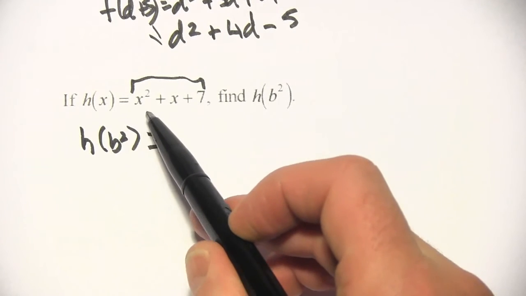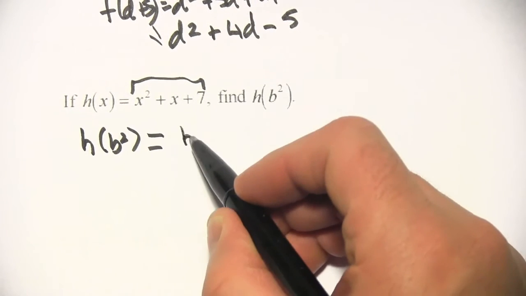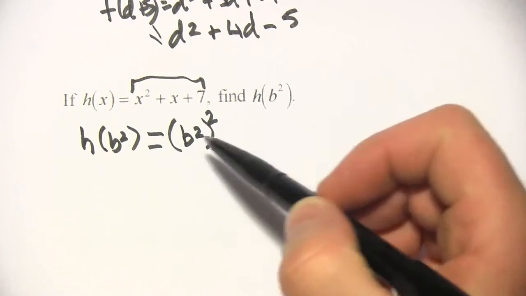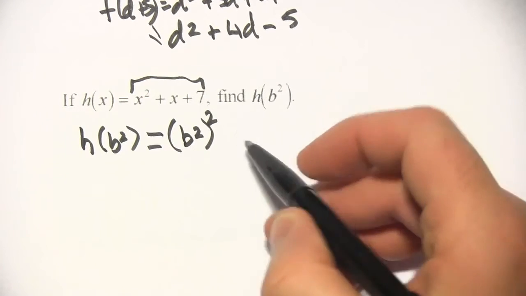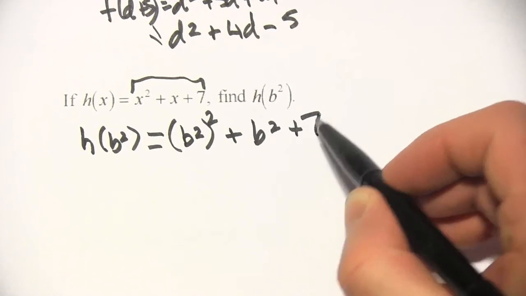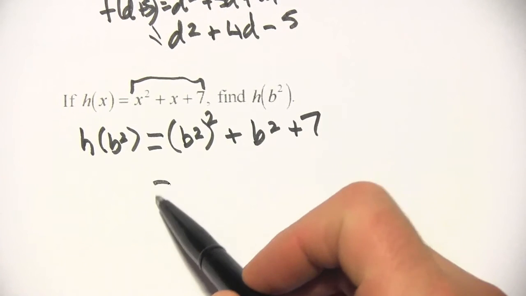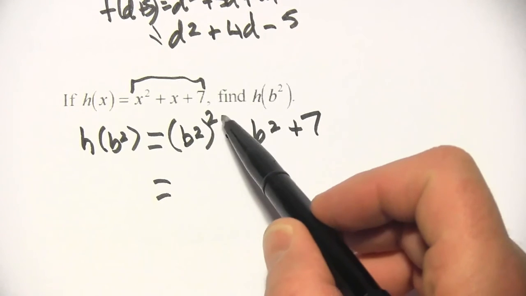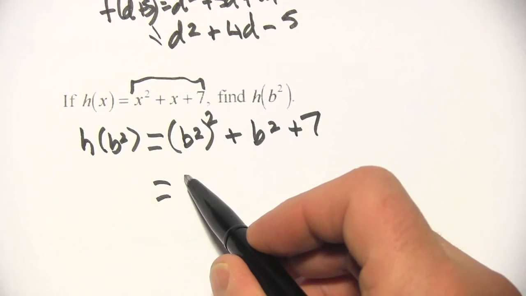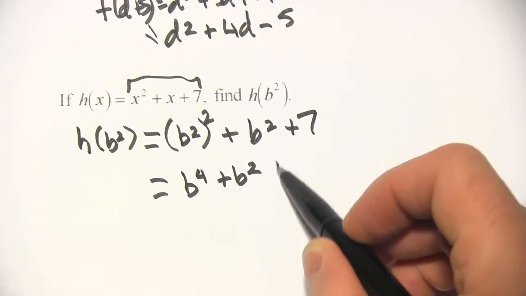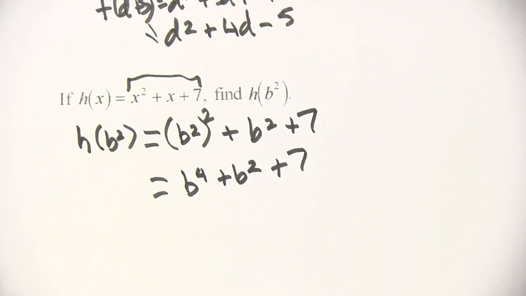So our first thing we have is x squared. So we put in b squared for x, but then we have to square it because x is squared. So that's b squared squared. Then we have plus x, so that's going to be plus b squared, and then plus 7. And the only little bit of simplification we need to do here is take this power to a power. When you take a power to a power, you multiply the exponents. So this is 2 times 2, or 4. So that's b to the 4th. And we have our plus b squared and plus 7. So that's a little bit of work with evaluating functions.